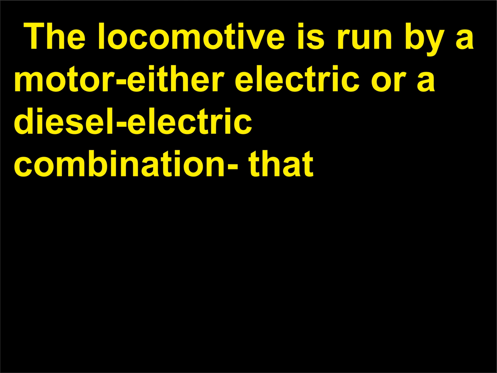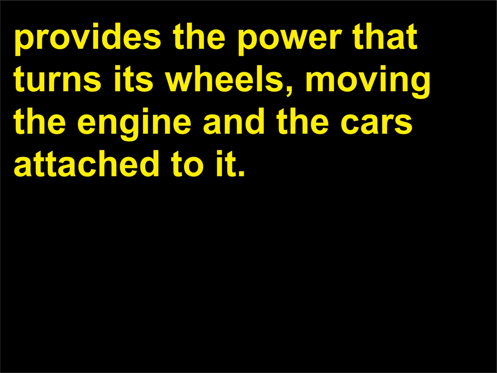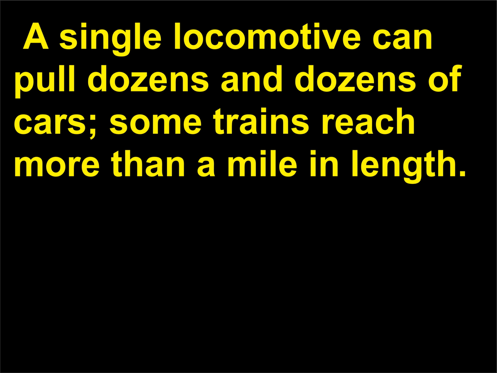The locomotive is run by a motor, either electric or a diesel-electric combination, that provides the power that turns its wheels, moving the engine and the cars attached to it. A single locomotive can pull dozens and dozens of cars. Some trains reach more than a mile in length.